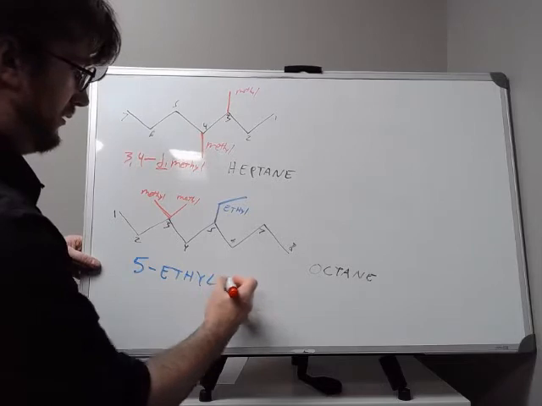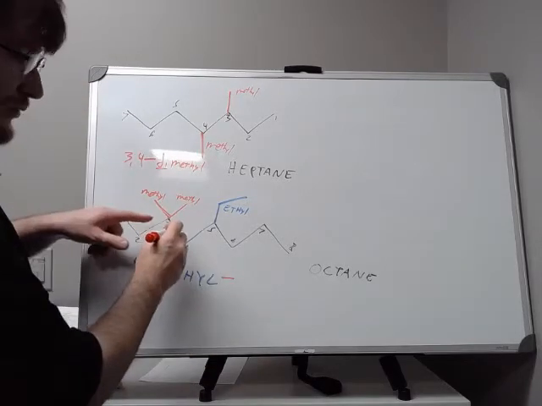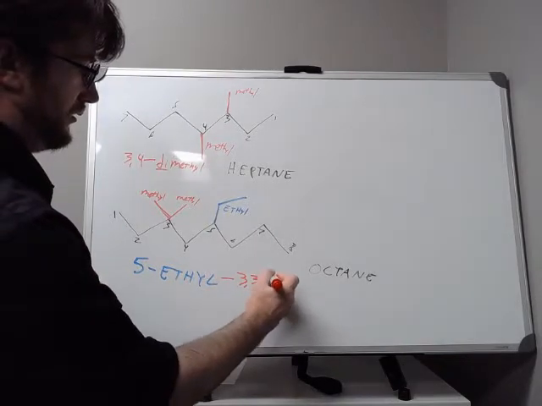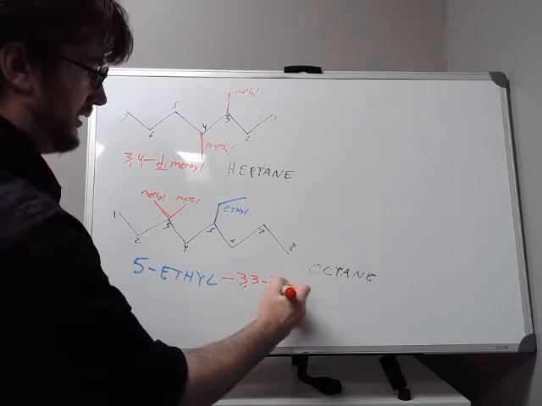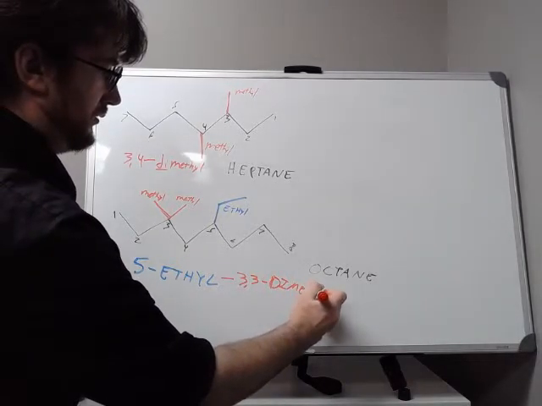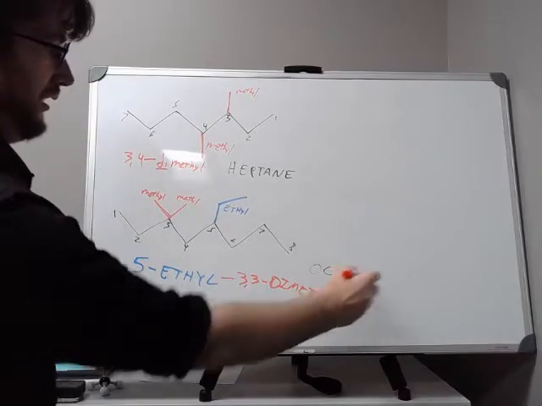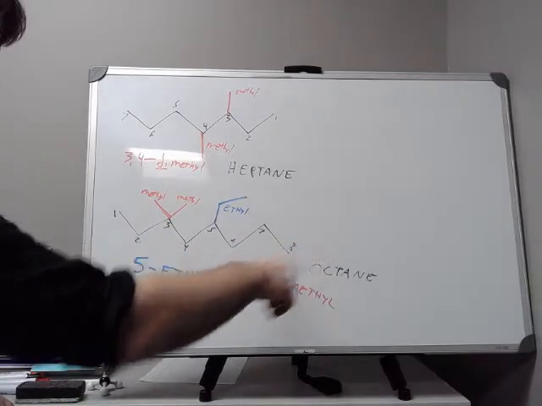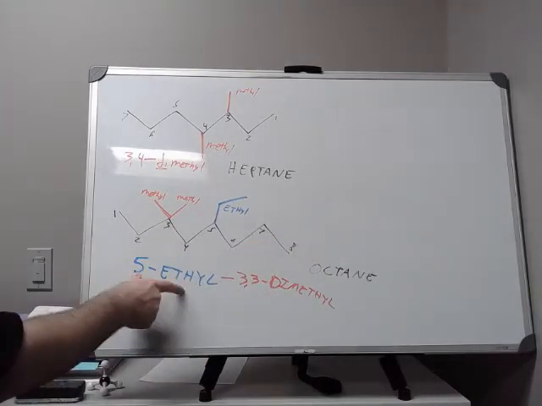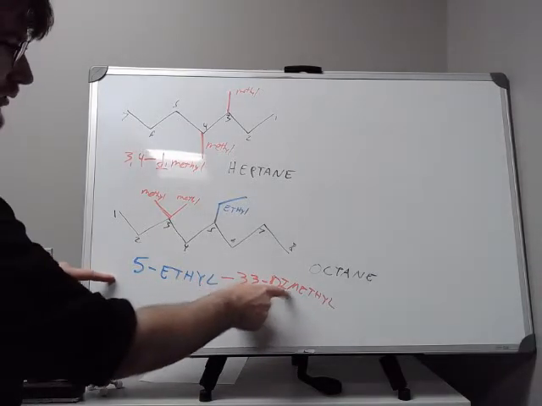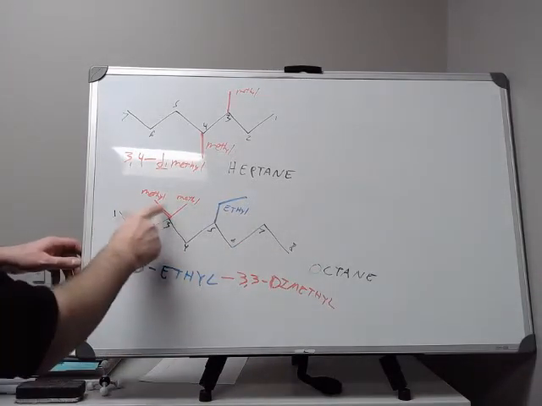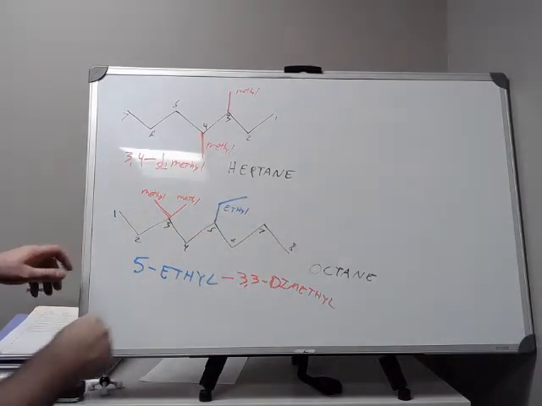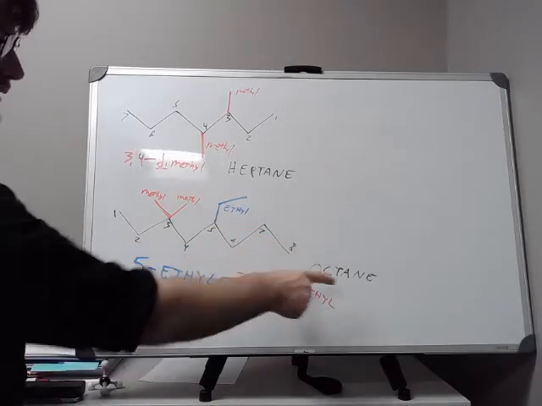Then our methyl groups, they're both on carbon 3, so we use the number 3 twice. 3, 3, dimethyl octane. And I really gotta work on lining these words up better. But anyway, this molecule becomes 5-ethyl-3,3-dimethyl octane because of these 2 methyl groups at position 3 and this 1 ethyl group at position 5, and that the overall structure, the parent chain, is an octane.